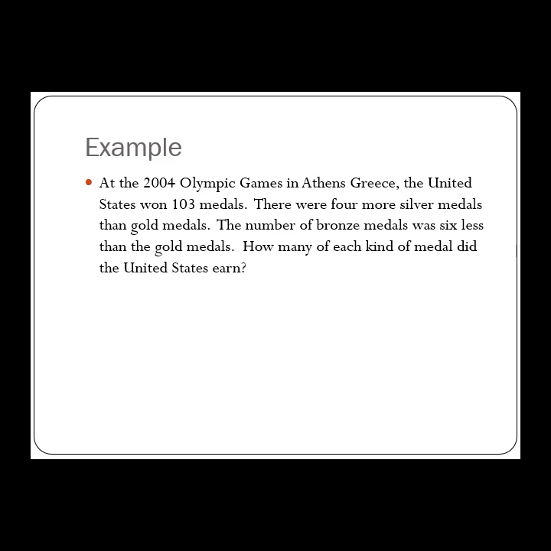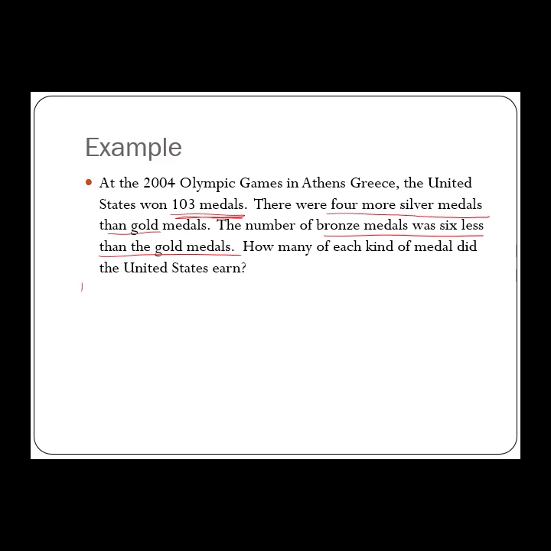At the 2004 Olympic Games in Athens, Greece, the United States won 103 medals. There were 4 more silver medals than gold. The number of bronze medals was 6 less than the gold medals. How many of each kind of medal did the United States earn? So just from reading the problem, we know we're going to need 3 numbers as our final answer: our gold, our silver, and our bronze. And we expect the silver to be the biggest number, the gold to be in the middle, and the bronze to be the last number because of this description that there were more silver and less bronze.